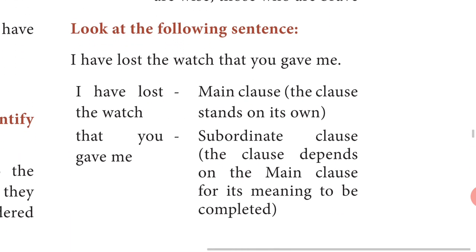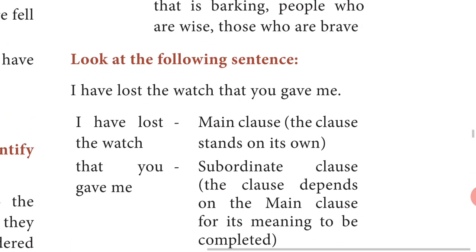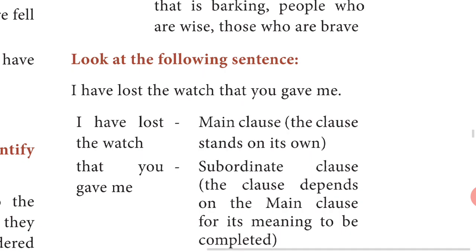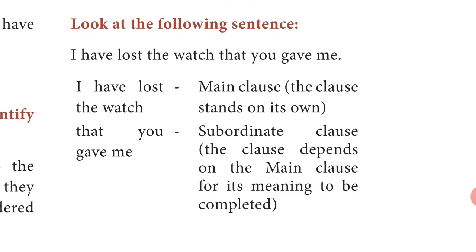Okay, look at the following sentence. I have lost the watch that you gave me. In the given sentence, you can split that into two, that is, into a main clause and a subordinate clause. I have lost the watch. Have lost is the finite verb here, and this group of words, I have lost the watch, is a main clause because it can stand on its own.